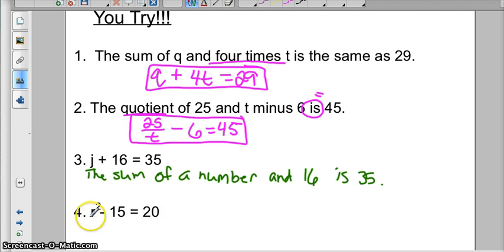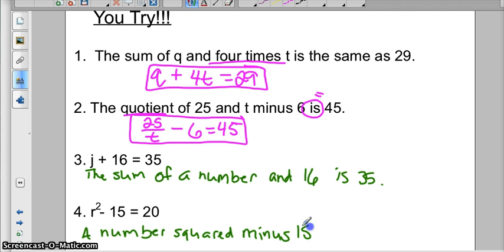And this very last one, r squared minus 15 equals 20. Okay, so I'm going to go ahead and write a number squared. You can write r squared as well. Squared, but r stands for any random number, minus 15 is the same as 20, or in other words, equals 20.